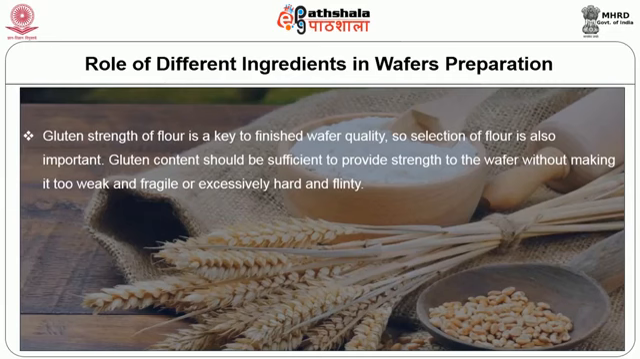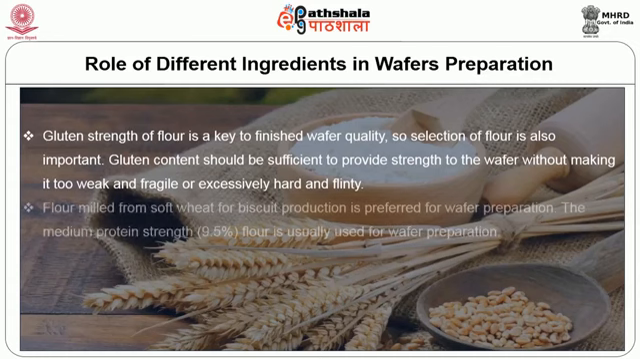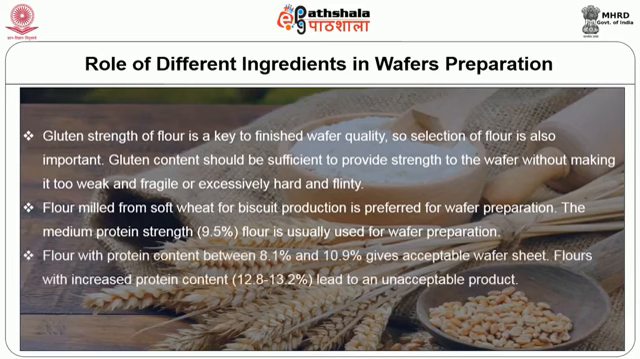Gluten content should be sufficient to provide strength to the wafer without making it too weak and fragile or excessively hard and flinty. Flour milled from soft wheat for biscuit preparation is preferred for wafer preparation. Medium protein strength flour is usually used for wafer preparation. Flour with protein content between 8.1% and 10.9% gives an acceptable wafer sheet. Flours with increased protein content can lead to an unacceptable product.